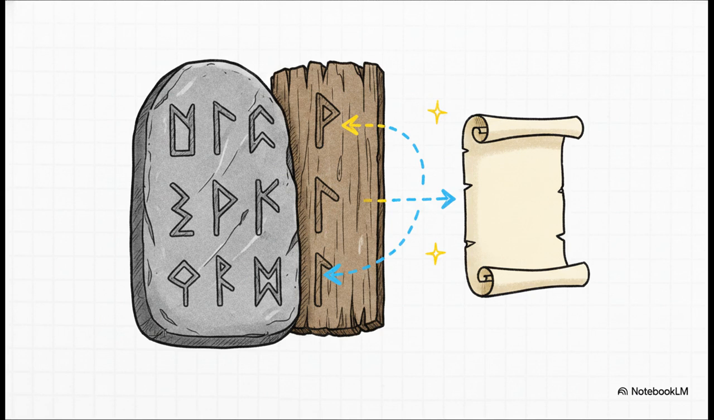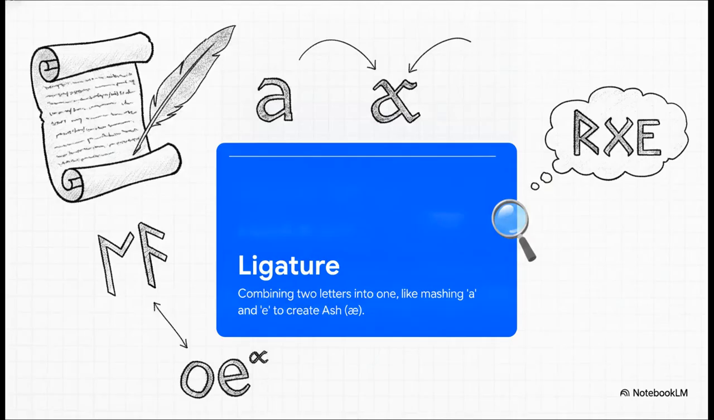Remember, this was an alphabet originally designed to be carved into wood and stone. The Anglo-Saxons were essentially patching a software bug in Latin by importing ancient runic code just to represent the words they actually spoke. And when single runes weren't quite enough, these monks and scribes created ligatures. A ligature is basically just mashing 2 existing letters together to create one single character.